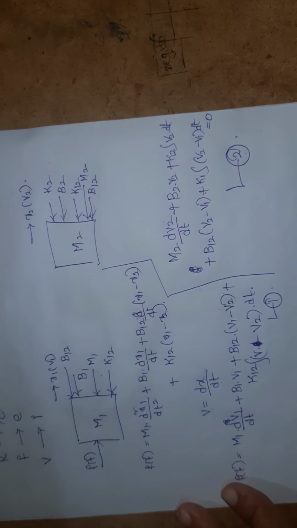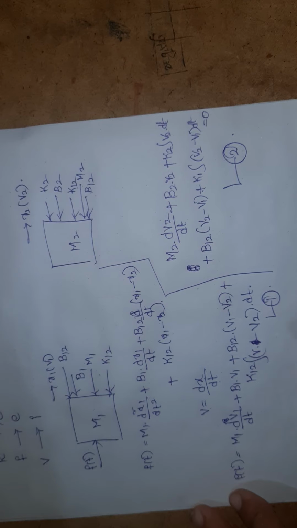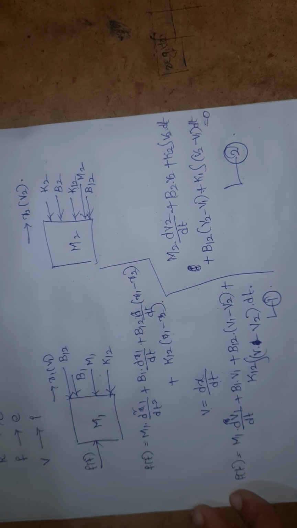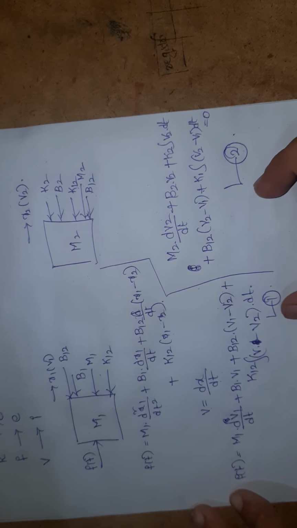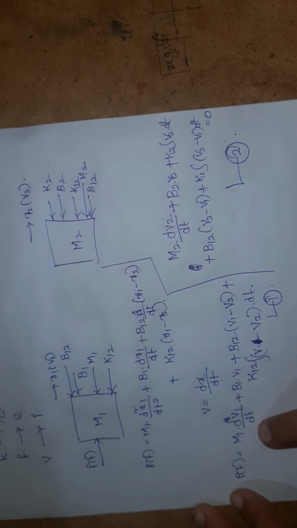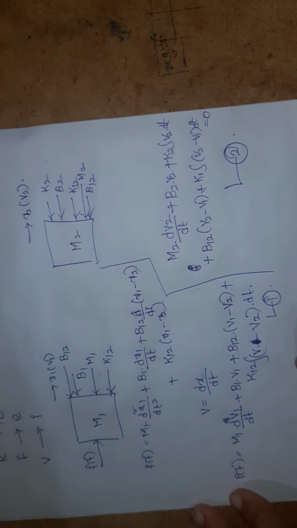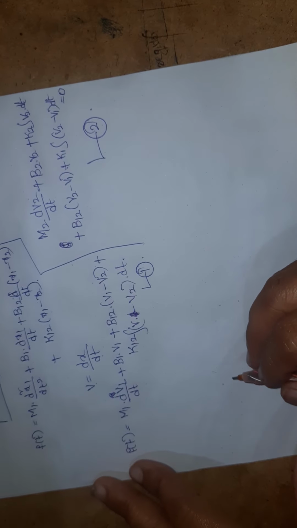Later we will go for force to current. So to get either force to voltage or force to current analogies, the procedure till now is the same. We have to do up to the force balanced equations, if you want to do either the force to voltage analogy or the force to current analogy. Now draw the force to voltage analogy.